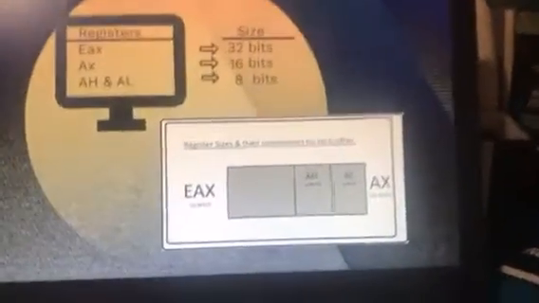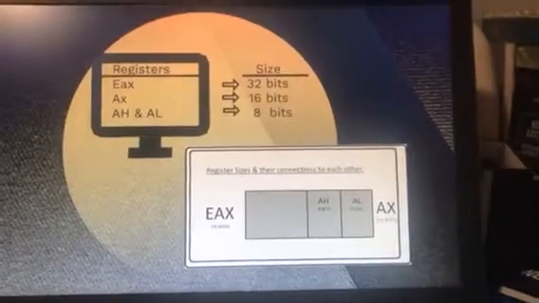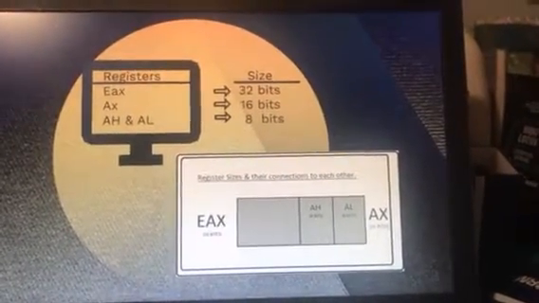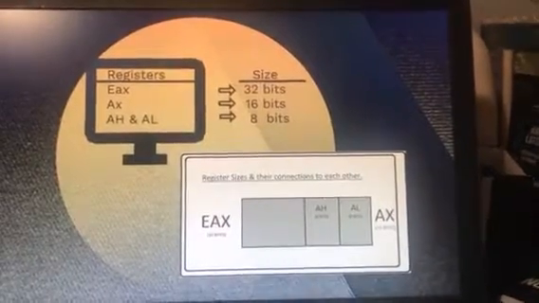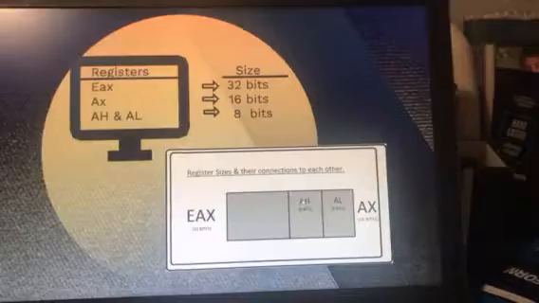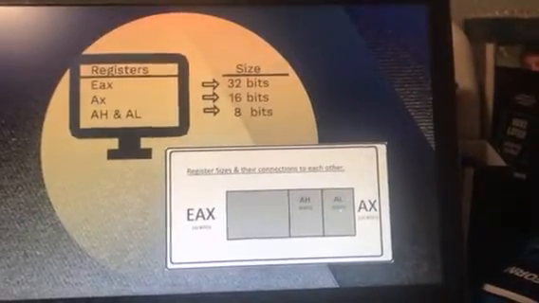Here I drew a picture in Paint where I have register sizes and their connections to each other. We have EAX, which is the grand picture, we have AX, which is the smaller 16 bits, and we have AH and AL, which are 8 bits.